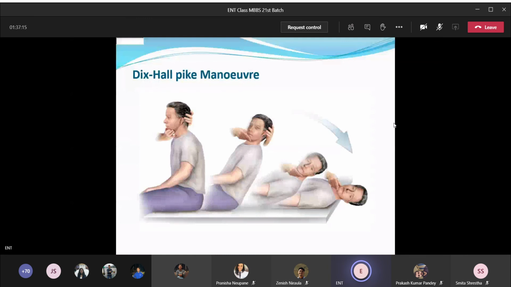So you can see in this picture the head is turned 45 degrees to the left side of the patient, and then you bring the patient from sitting position to supine position with head hanging almost 20 degrees below the couch.